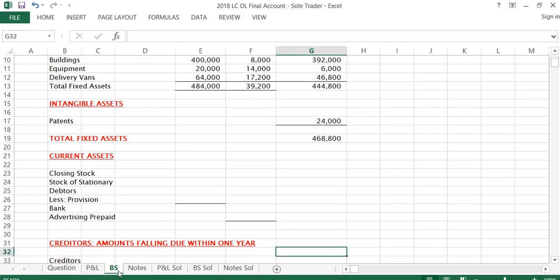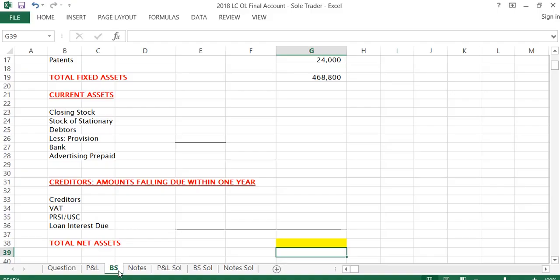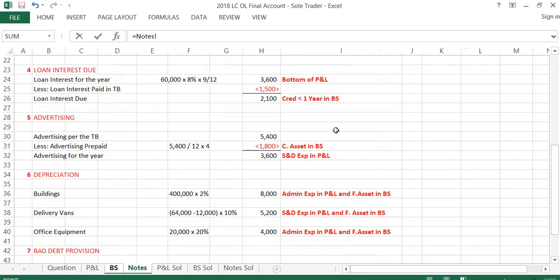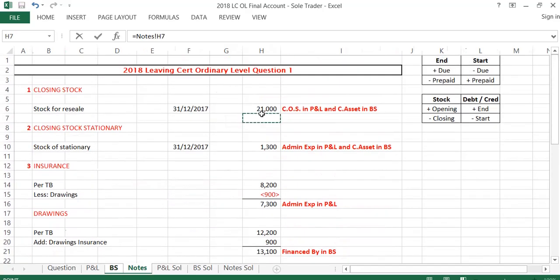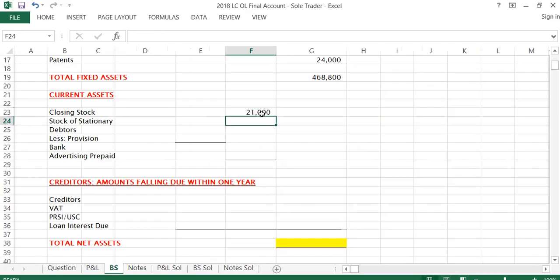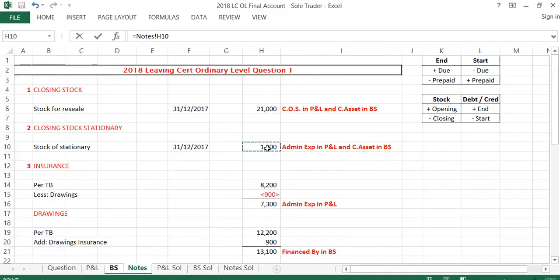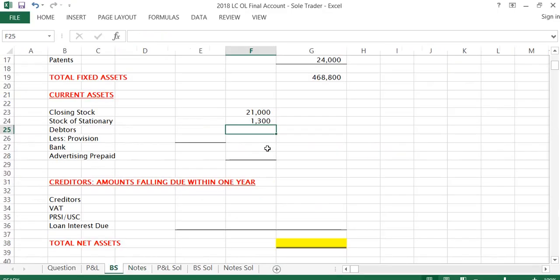On to current assets. My first current asset will always be closing stock. My closing stock at the end of the year was given to me in note 1, 21,000. My stock of stationery at the end of the year, again, was given to me in note 2, 1,300. So closing stock will always go in current assets.